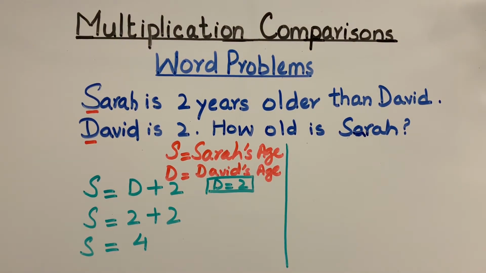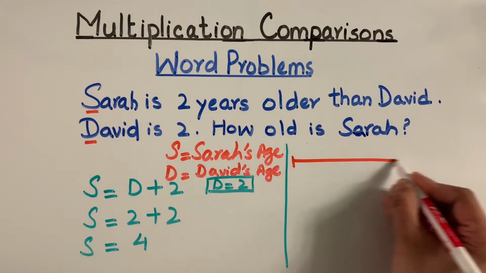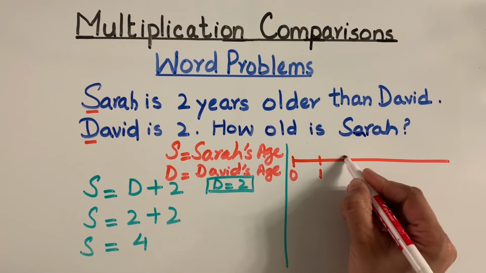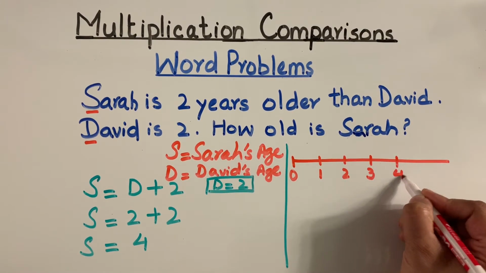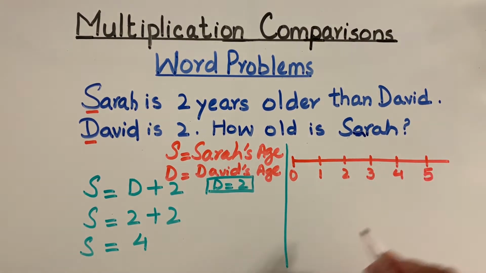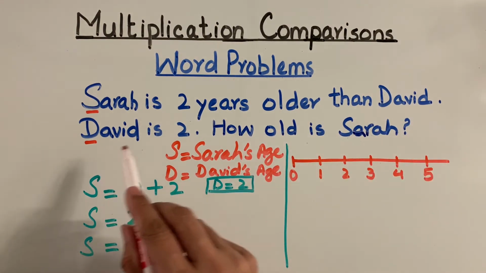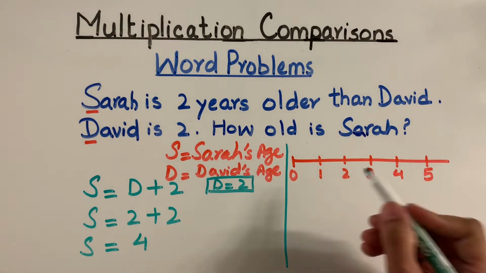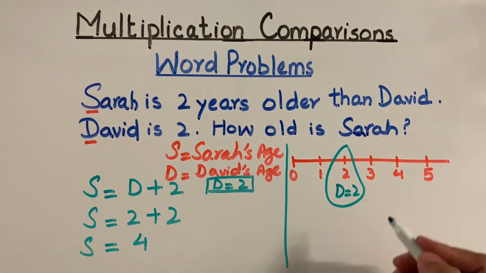Let's solve the same problem in another way using a number line. We're going to start with 0, 1, 2, 3, 4, 5, and so on. Read this sentence. Sarah is 2 years older than David. David is 2. This means David is 2 years old. This is David's age.